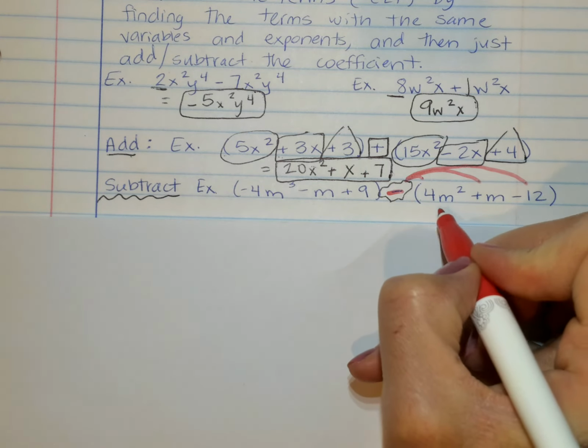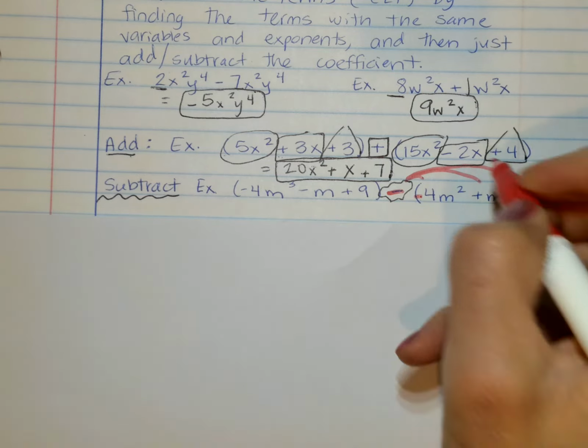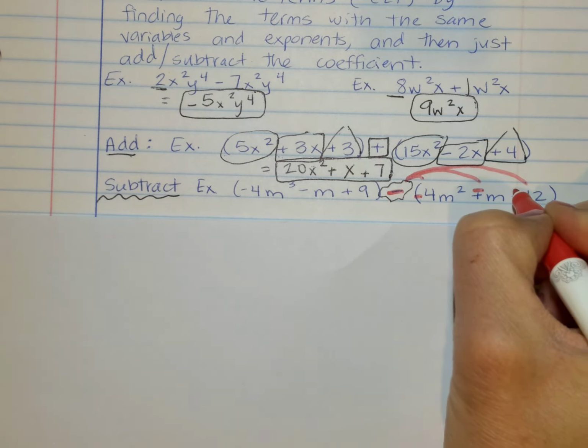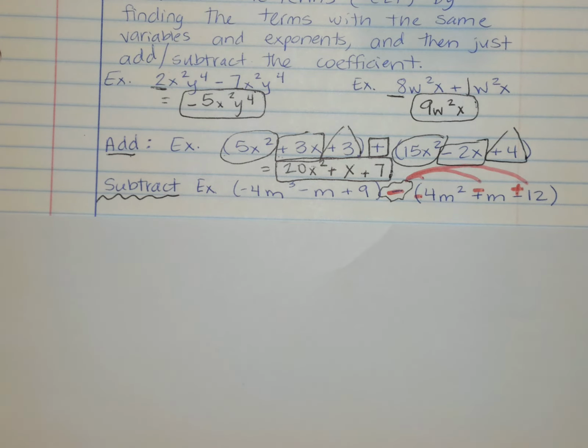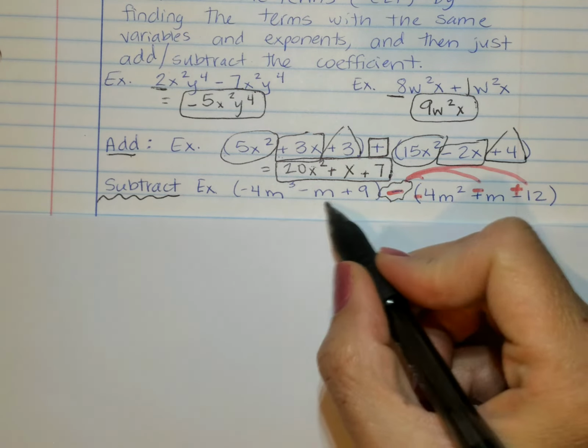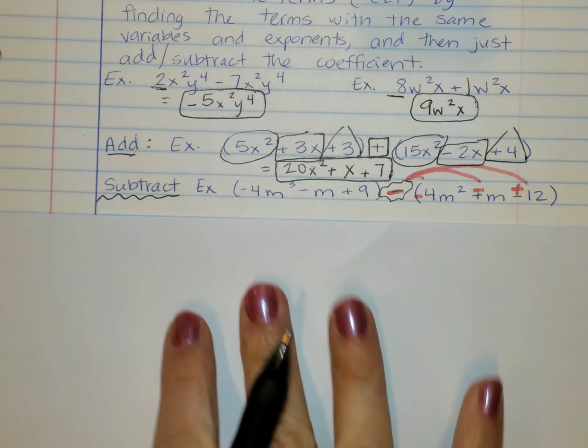So that one's now, the 4m squared would now be minus. The plus m is now minus m. And then this minus 12 is now plus 12. So you change all the signs to be opposite, and then you combine like terms. So again, you have to look carefully to find your like terms. And what I actually have is no like term for a negative 4m to the third. That was a third power. There's no other terms here with a third power.